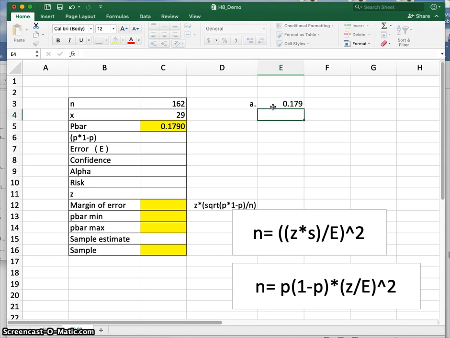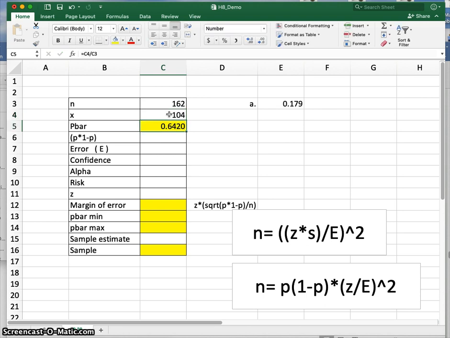0.1790. All right, so part B says, determine the margin of error and provide a 95% confidence interval for the proportion that beat estimates. Okay, so the first thing I have to do is change P bar to those that beat estimates. This 29 was the proportion that failed to meet the estimates. So those that beat the estimates was 104.